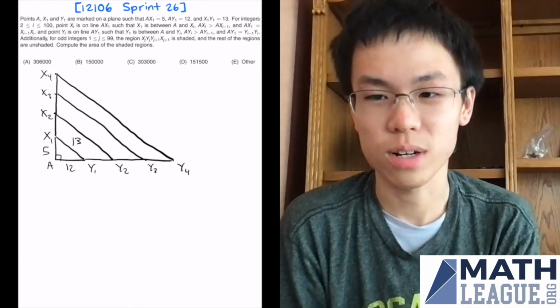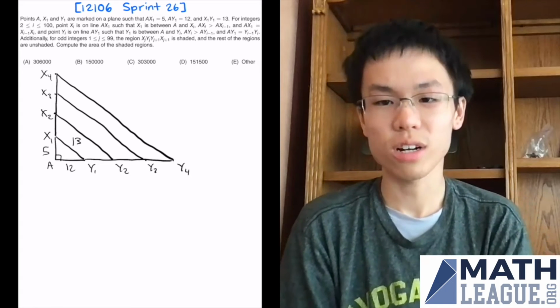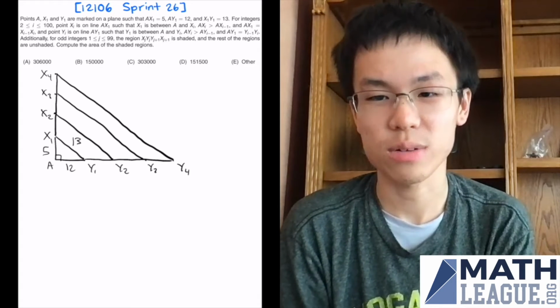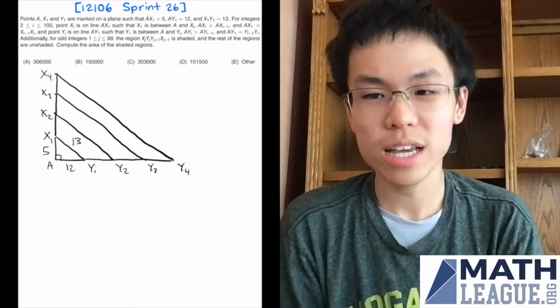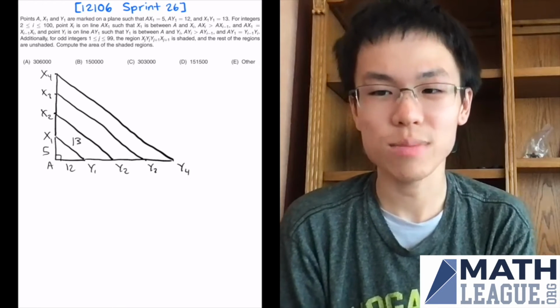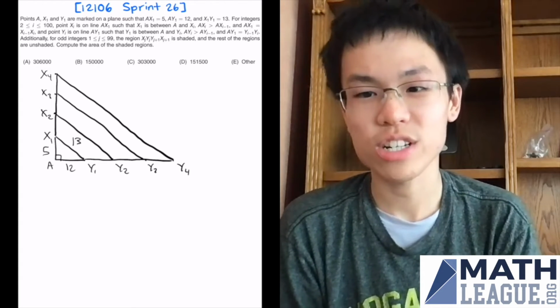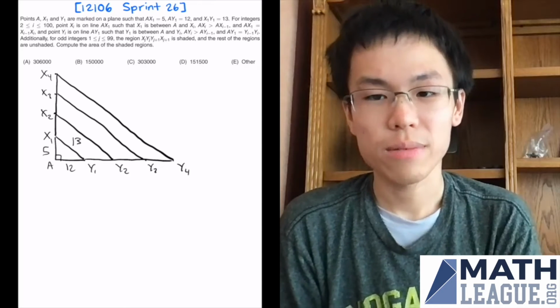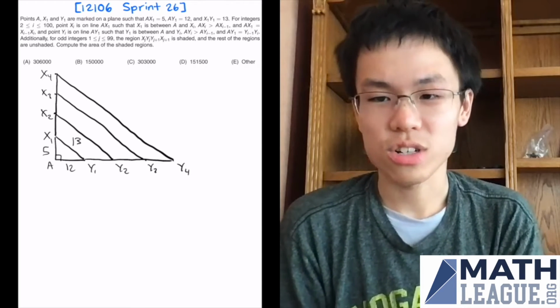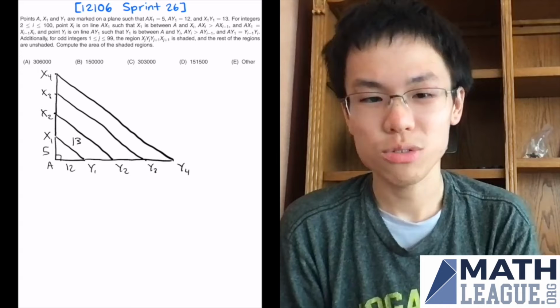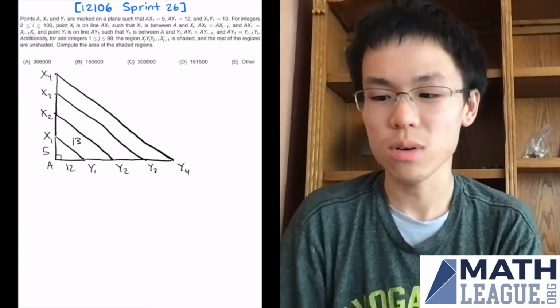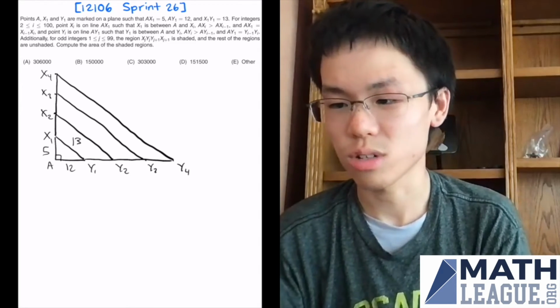I can exploit. Okay. Additionally, for odd integers J, 1 is less than or equal to J is less than or equal to 99, the region X sub J, Y sub J, Y sub J plus 1, X sub J plus 1 is shaded, and the rest of the regions are unshaded. Okay. 1 is an odd integer, so X sub 1, Y sub 1, Y sub 2, X sub 2 is going to be shaded. Oh, I already saw that in the diagram. I'm going to go draw that real quick.